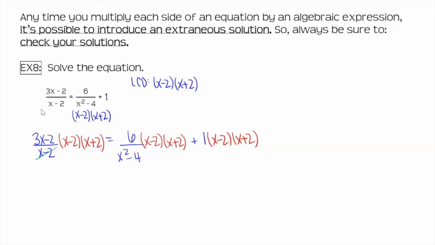On the left, the x minus 2's cancel. So we have 3x minus 2 times x plus 2. In the middle, both of them cancel, and we just have 6. And on the right, nothing cancels, so we still have the x minus 2 and the x plus 2. All right, do some FOILing.